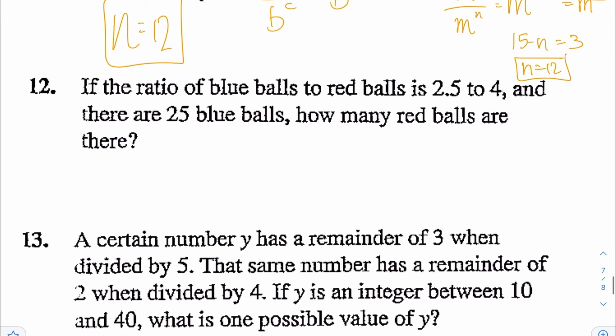All right, next for number 12, if the ratio of blue balls to red balls is 2.5 to 4, there are 25 blue balls, how many red balls are there? All right, so blue to red is 2.5 to 4. Now, the actual blue is 25, so you can see that 2.5 times 10 is 25, so you also have to multiply the other side by 10. So the actual ratio will be 25 to 40. So for red, that will be R is equal to 40.